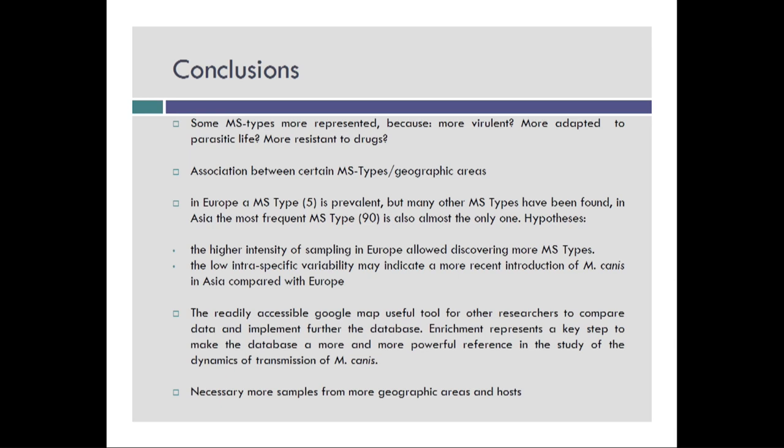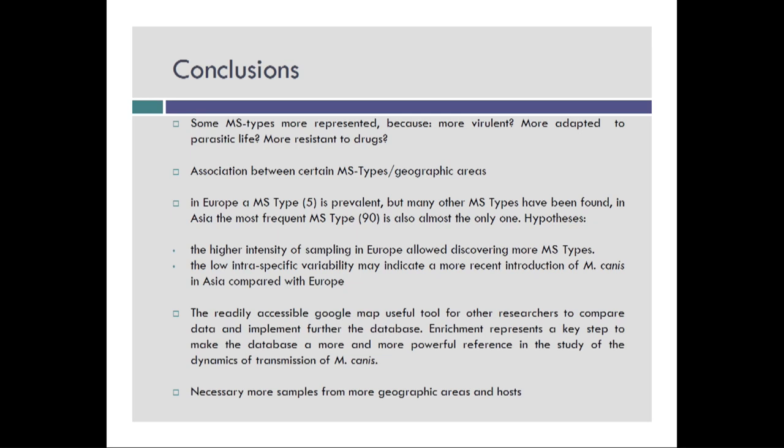There are two hypotheses. The simplest one is that this is due just to the fact that in Europe we had much more samples, there was a greater intensity, and that if we perform in the future the same intensity of sampling in Asia, especially in animals, probably we could obtain more genotypes. The second one is that this is true. Actually, there are fewer genotypes in Asia than in Europe, and this may represent a more recent introduction of Microsporum canis in Asia compared with Europe.